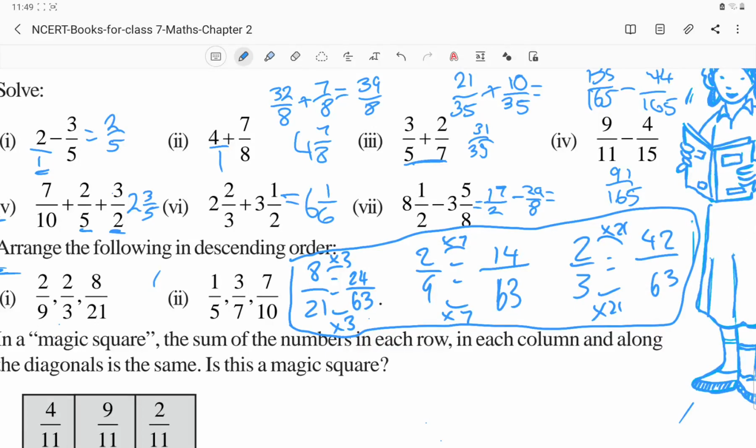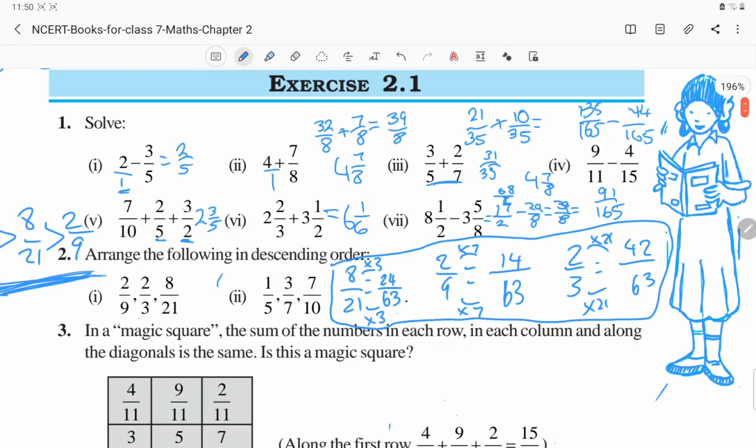Which equals common denominator, of course. So we can make this 17 by 2 into 8 times by 4. 17 times by 4 is 68 by 8. So 68 minus 29 by 8, which is 39 by 8, which equals 4 and 7 by 8. Okay, we did that pretty fast.